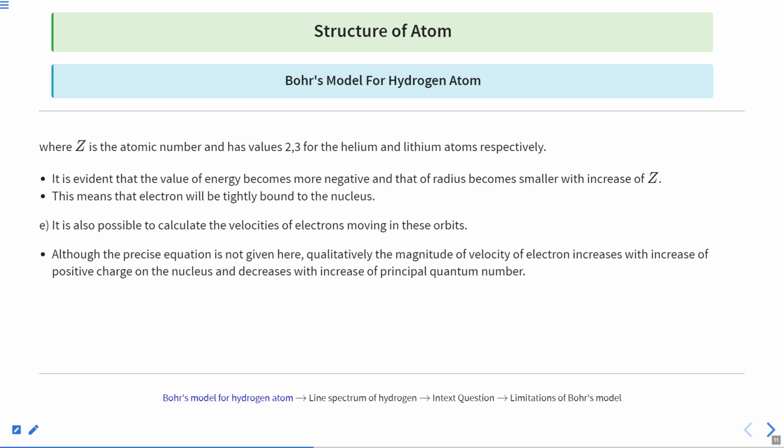So if you just want to do the qualitative analysis of that, you want to say whether it is increasing or decreasing. It is seen that the velocity of the electron increases with increase of positive charge on the nucleus. So as you increase the atomic number, velocity increases, and as you increase the principal quantum number, the velocity will decrease. Clear? It is directly proportional to atomic number and inversely proportional to principal quantum number.